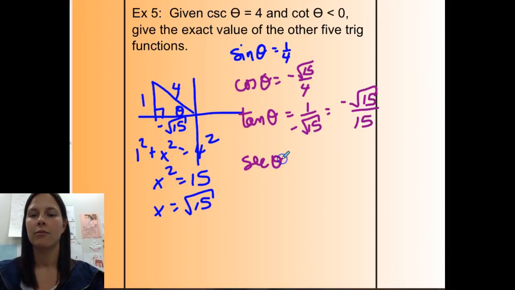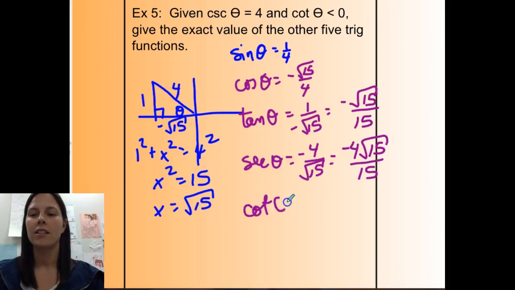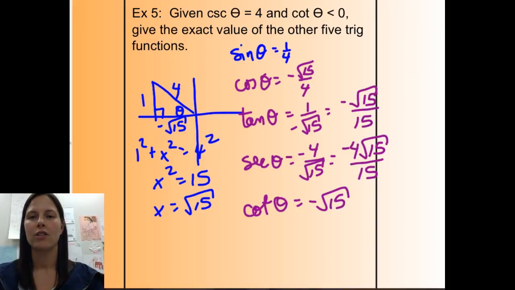Secant is the reciprocal of cosine, which is negative 4 over root 15. Rationalizing this one as well, moving that root 15 up to the numerator and dropping it in the denominator. Finally, cotangent is the reciprocal of tangent, so we'll flip that unrationalized version so we can get a rationalized version of cotangent right away.